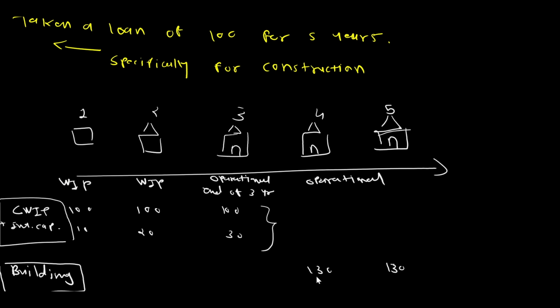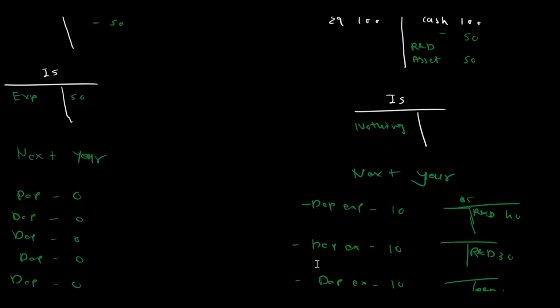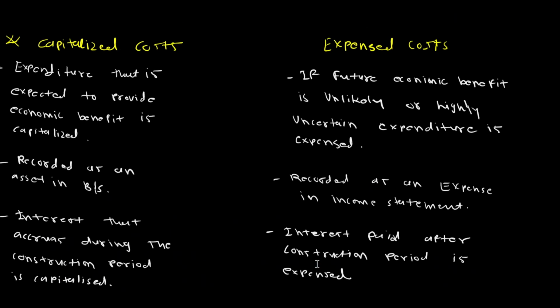So the interest during the construction period I will capitalize, and then for these 2 years I will expense out the interest in the P&L and only show the building, because my building is now operational, so it's not related to the building. Then that's it.